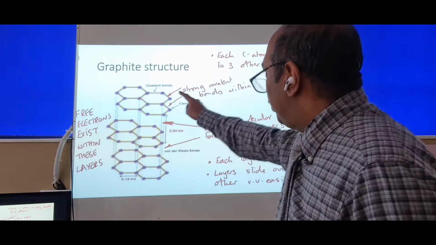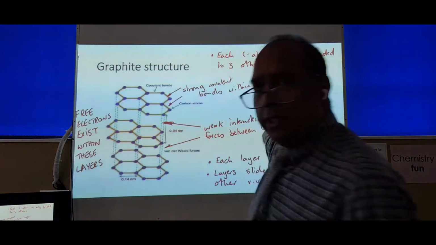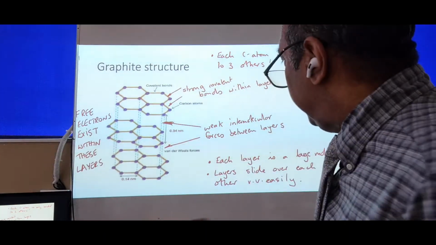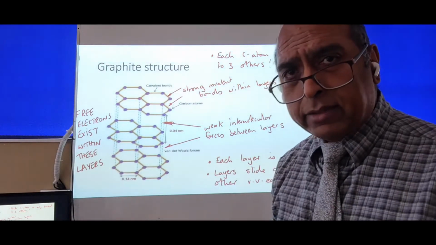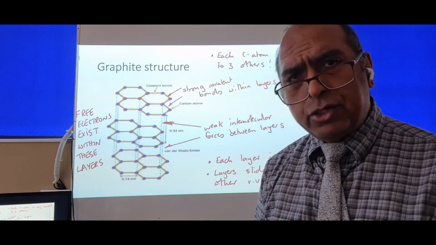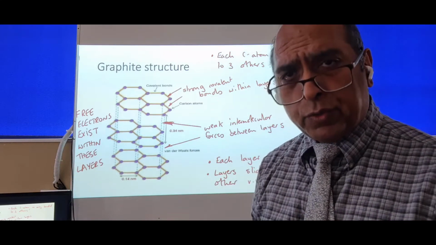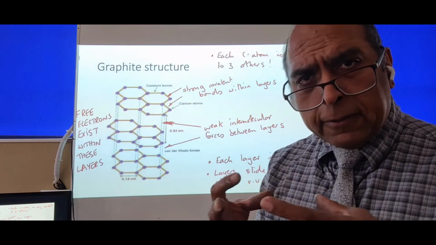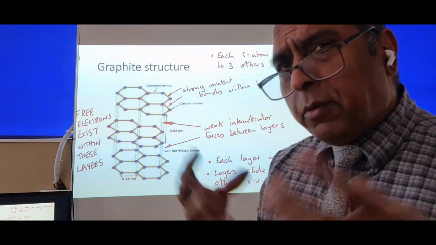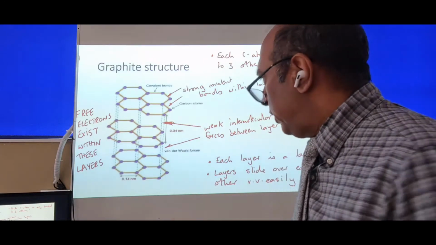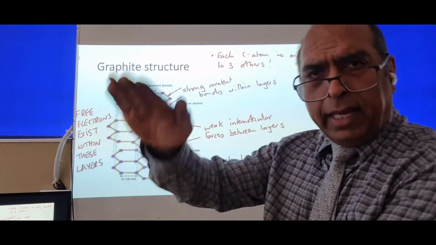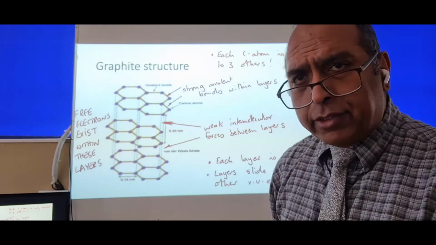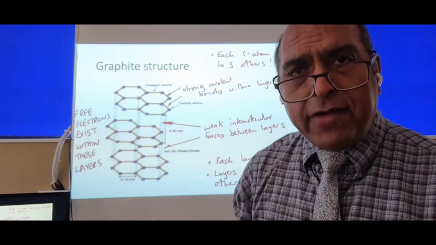And now what I need you to know is there are strong bonds within the layers. I need you to know there are weak intermolecular forces between the layers. Very similar to when I discussed molecules with you in the bonding topic. There were strong bonds in the molecules, but there were weak intermolecular forces between molecules. It's that kind of idea. The layers are only weakly attracted to each other. So the layers slide over each other very, very easily.